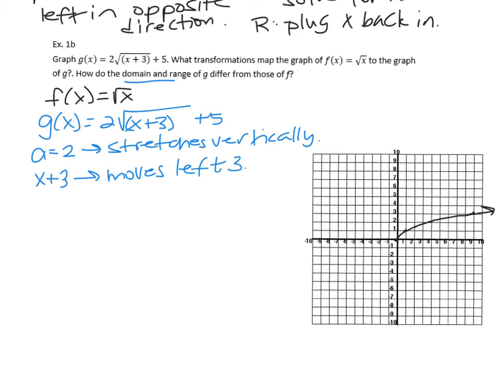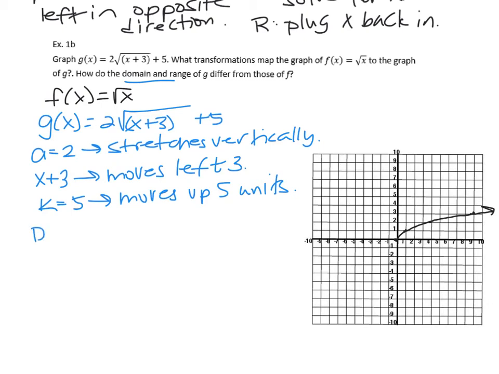The 5 is on the outside, that's our k value. And if k is positive, it moves up. If k is negative, it moves down. So if k equals 5, we're going to move up 5 units. And then we need to determine our domain and our range.